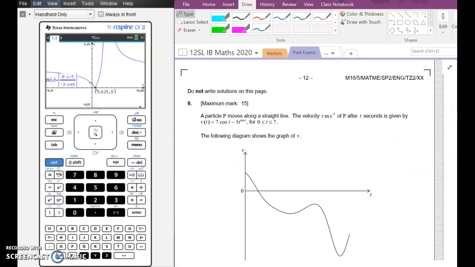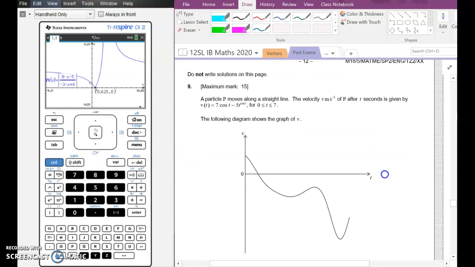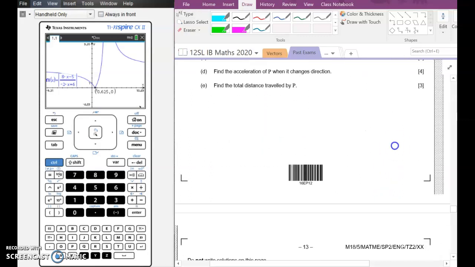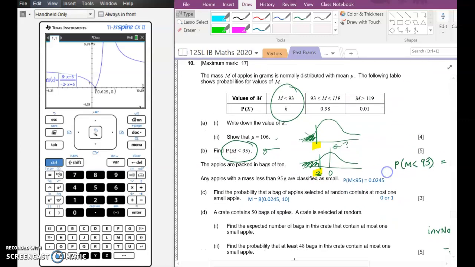Question 9. There was nothing startling about this one either.